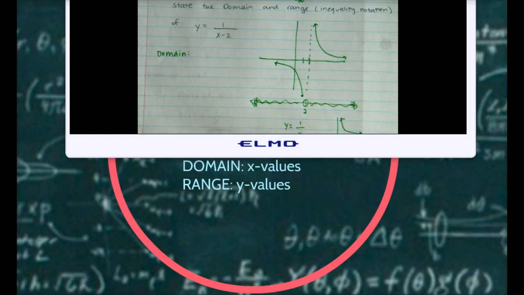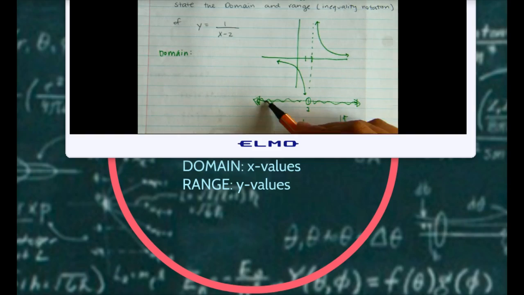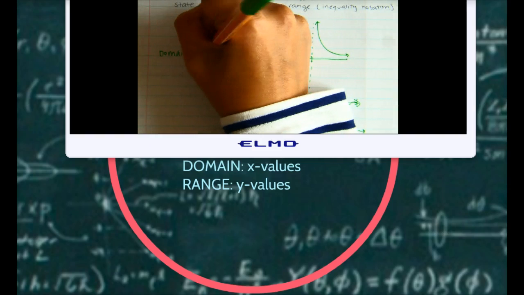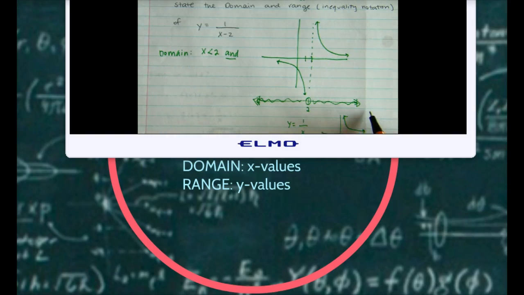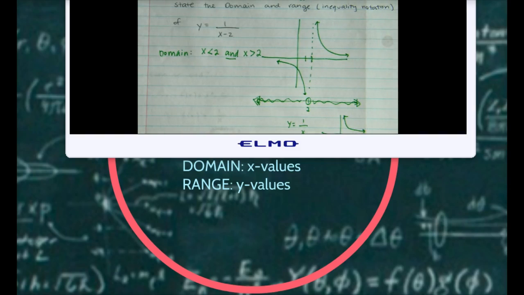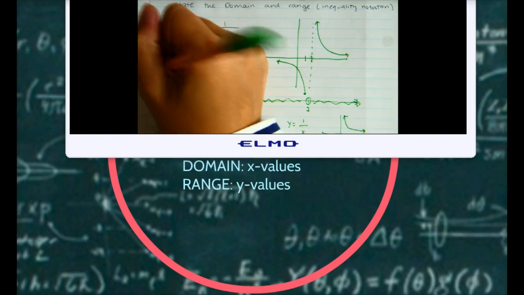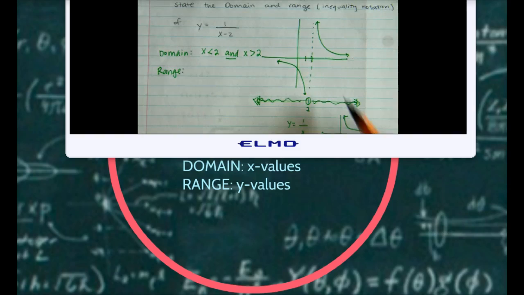So my domain is going to be anything less than 2, so x is less than 2, and anything greater than 2. X is greater than 2. I just can't have x equal to 2. Let's consider the range of this function. What can my y values equal? Think about any asymptotes that you have.